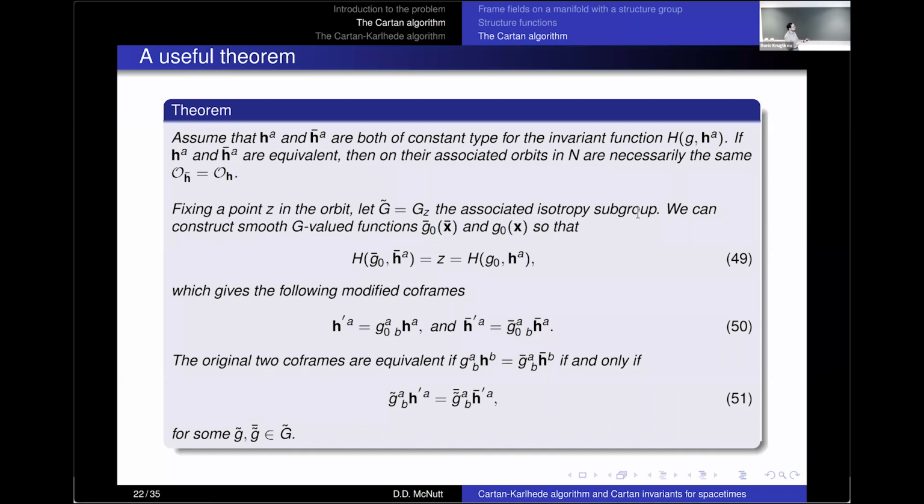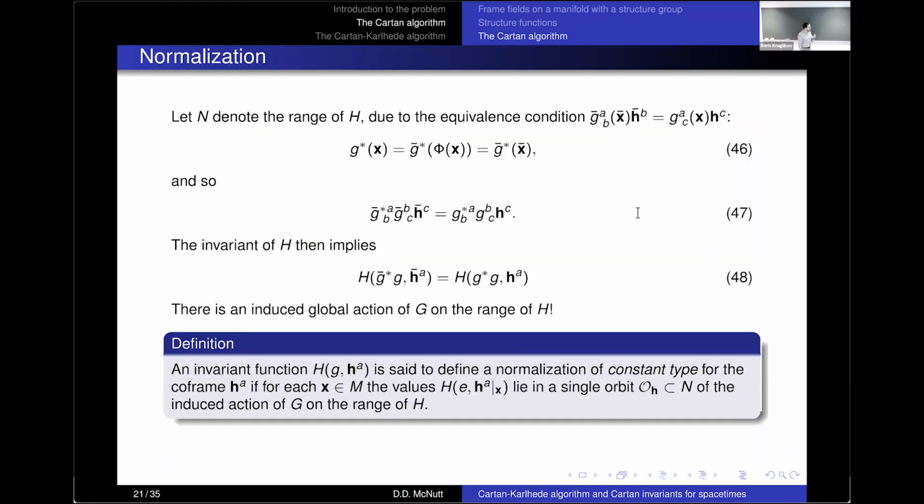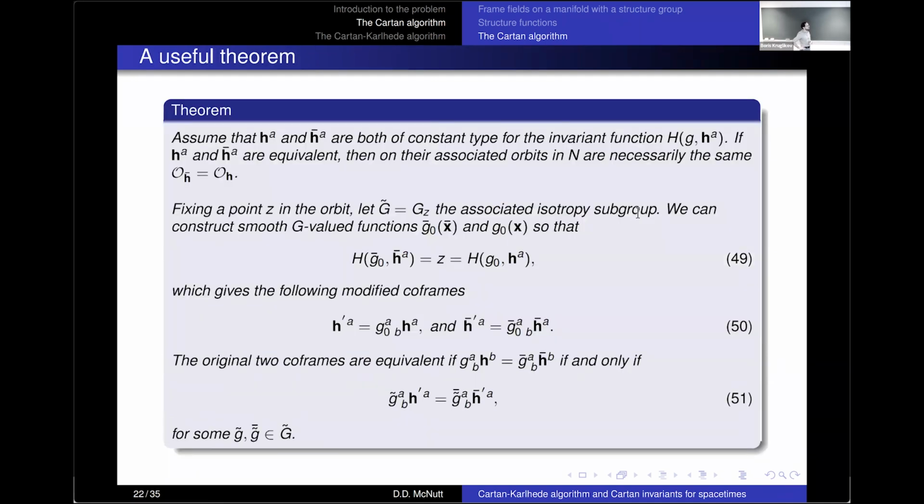So each time I make one of these choices, I'm reducing the dimension of the group parameters I need to fix. That's what this theorem says. And this is why this definition of normalization of constant type is so nice. Again, we can work around this. It's just a little more messy, but we will be using this. Okay.